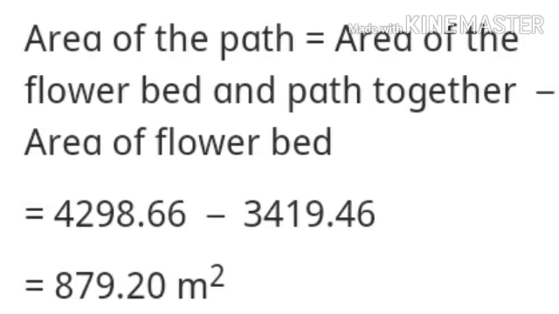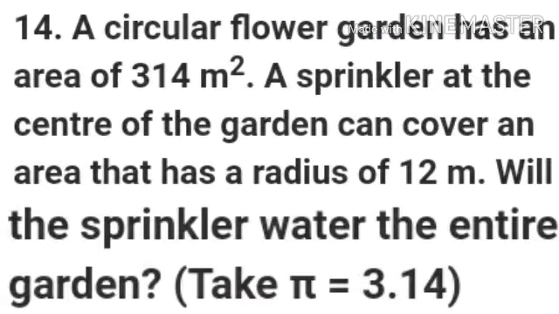Now area of path. Area of path is equal to area of the flower bed and path together minus area of flower bed. So 4298.66 minus 3419.46 is equal to 879.20 meter square. So it is the area of path.